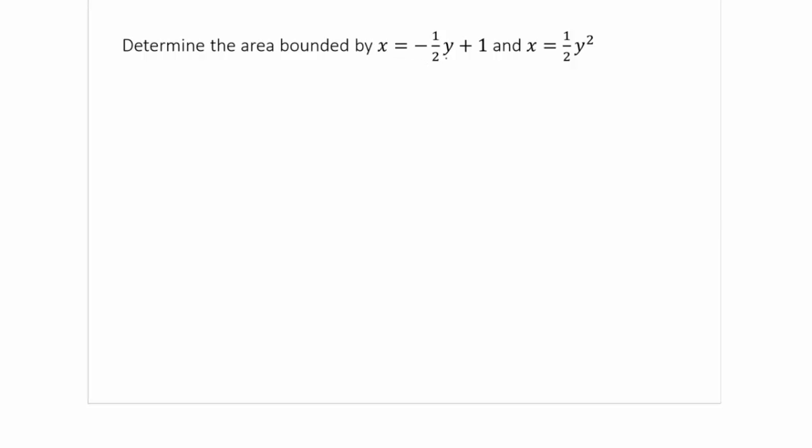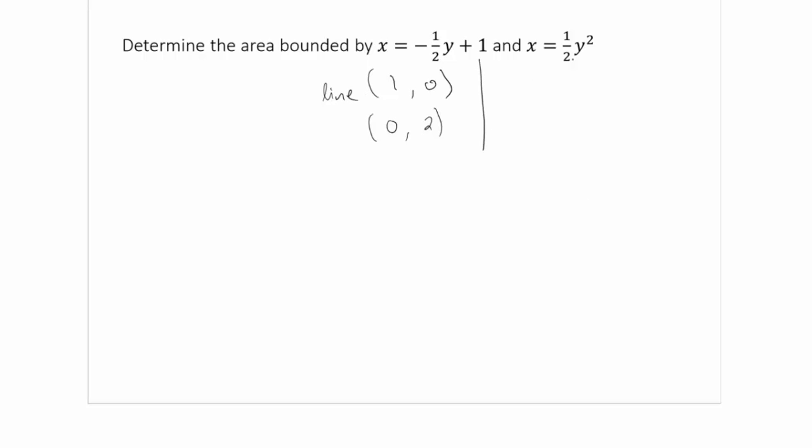X equals negative 1/2 y plus 1. Hey, this is still a line. If we can find 2 points on the line, we can draw the line. If I let y equal 0, then the right-hand side would be 0 plus 1, so x would be 1. If I let x equal 0, then I'd have 0 equals negative 1/2 y plus 1. I subtract 1: negative 1 equals negative 1/2 y, and y would equal 2. It's still a line.